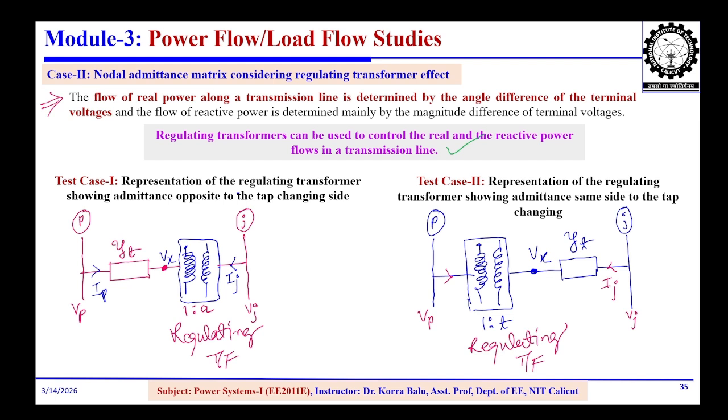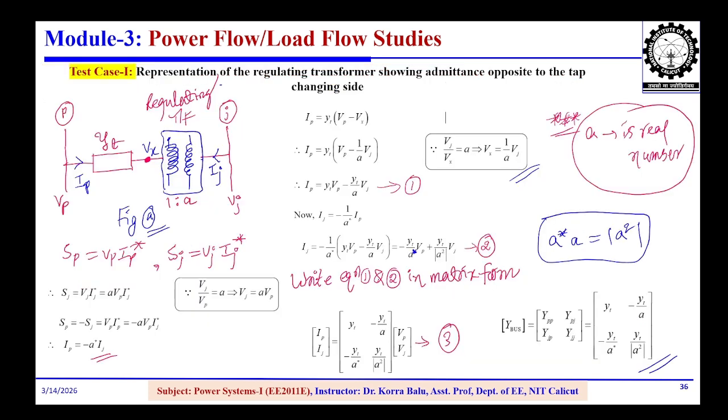So when you are considering the regulating transformer, first see case 1, representation of the regulating transformer showing the admittance opposite to the tap changing. So here tap changing is A and the admittance is showing in the opposite direction. In case 2, representation of the regulating transformer showing the admittance on the same side as the tap. Okay, the tap is this side and the admittance is showing on the same side. So first we will see case 1. In case 1, the tap changing is showing opposite to the admittance.